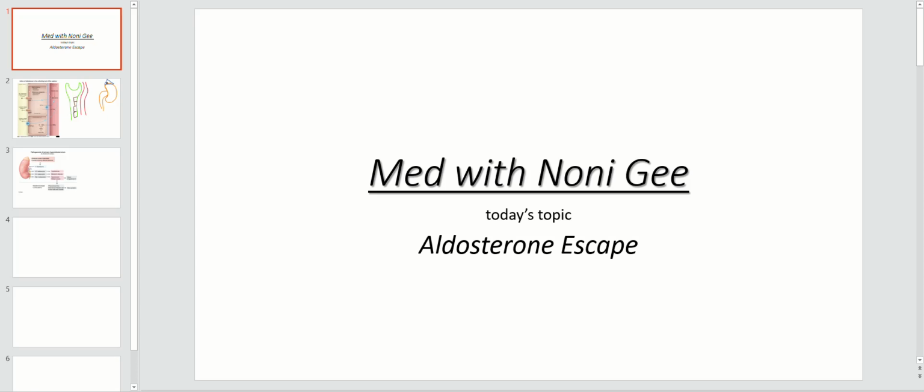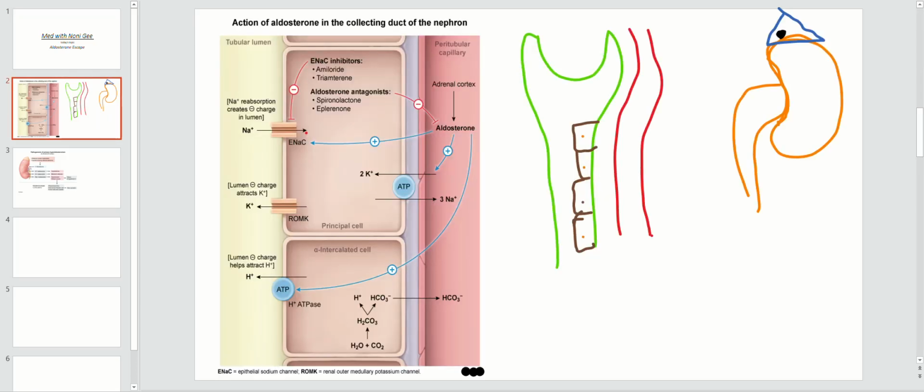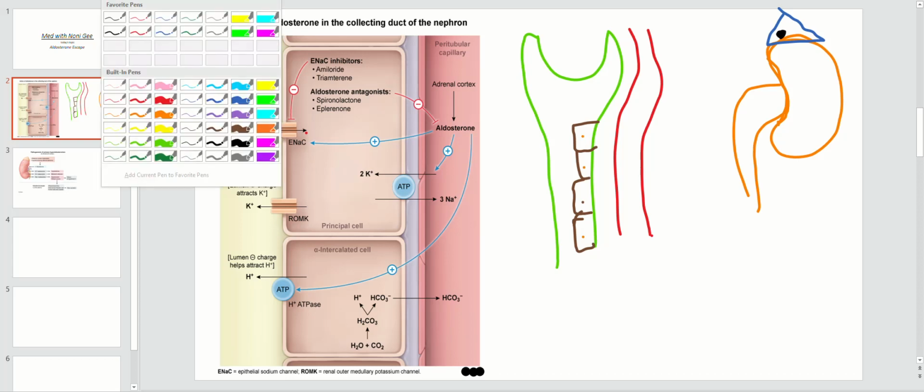Hi guys, today I'm going to teach you the topic aldosterone escape. So before going into the depth of aldosterone escape, we need to know what aldosterone is, where it comes from, and what its mechanism of action is. Aldosterone is basically a hormone which is produced by the adrenal gland sitting on top of the kidney, right?